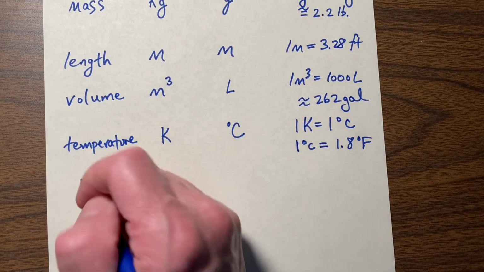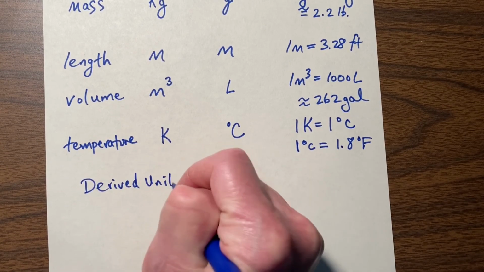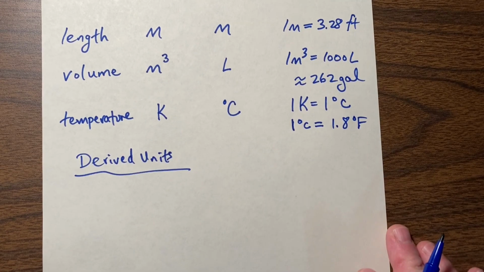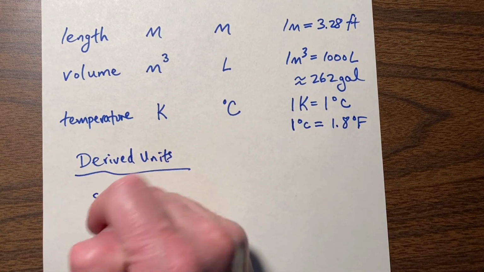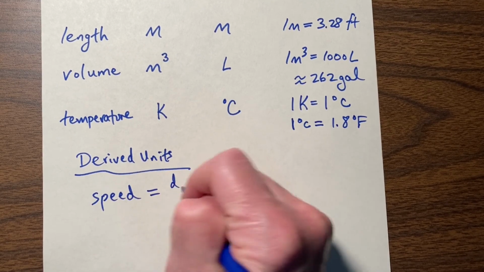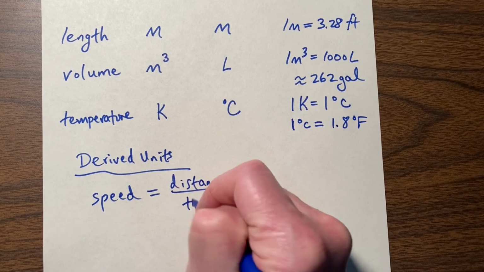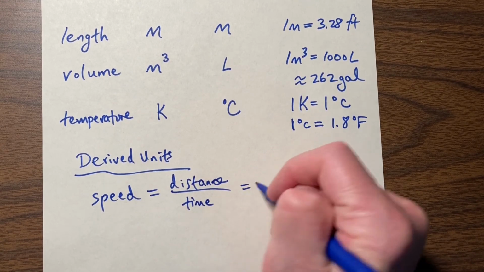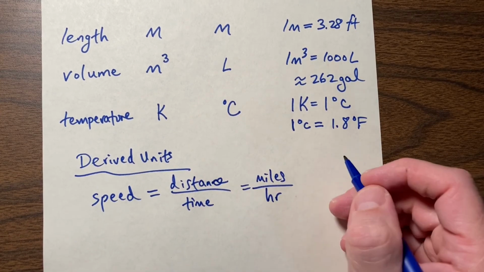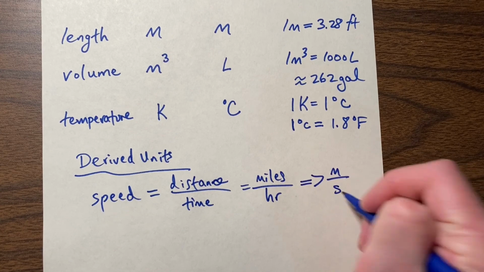We also have what are called derived units. Derived units just means they take one of these base units, like these, and combine them. So for instance, we're all familiar with speed. Speed is equal to distance divided by time. And in this country, we deal with miles per hour. In the SI or metric system, we're going to deal with meters per second, right?